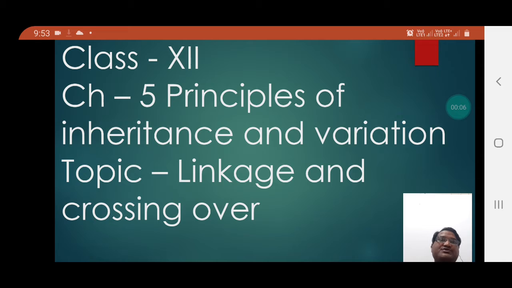Today we are going to study the topic linkage and crossing over from chapter 5, principles of inheritance and variation.